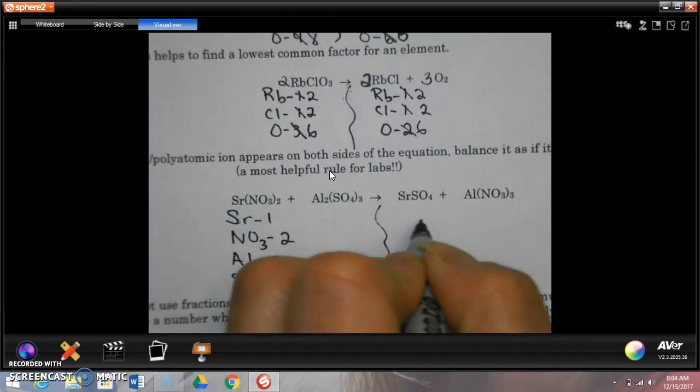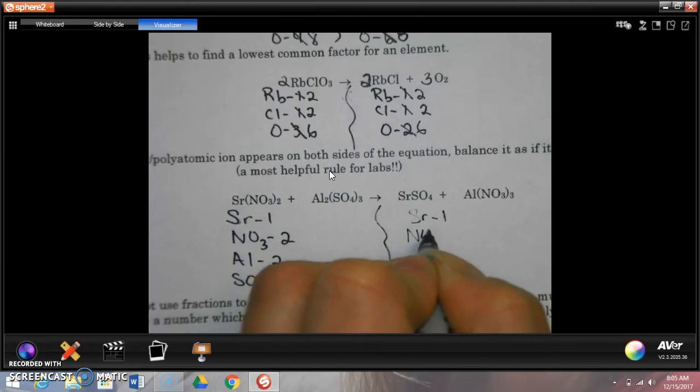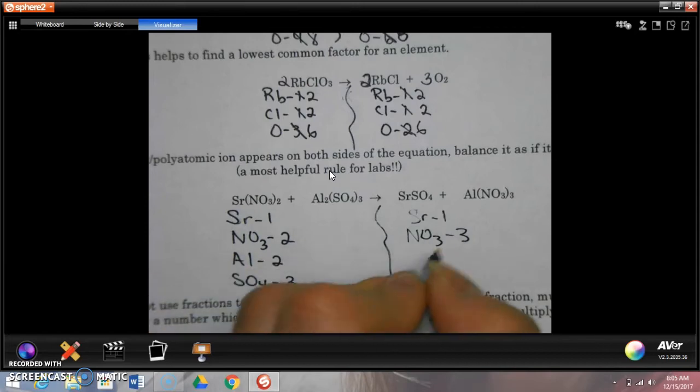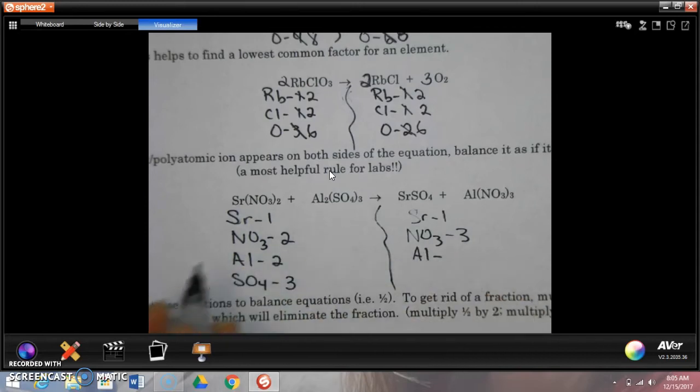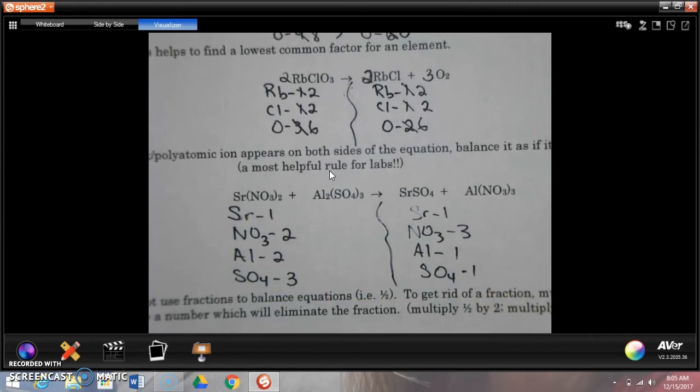So on the product side then, strontium I've got 1. I'm going to keep it in the same order so I don't get confused. So nitrate I now have 3. Aluminums I have just 1. And then sulfate I have just 1. So how do I get things balanced out?